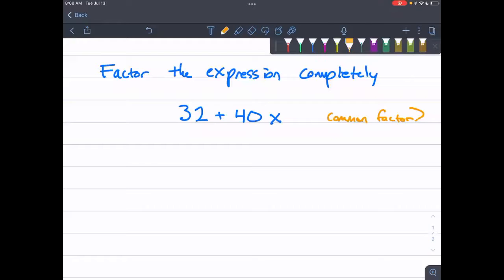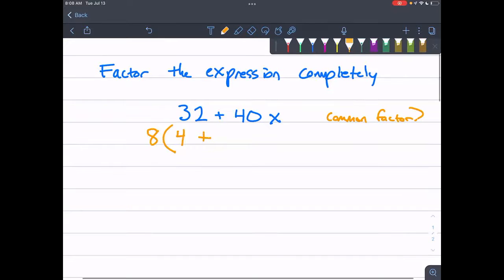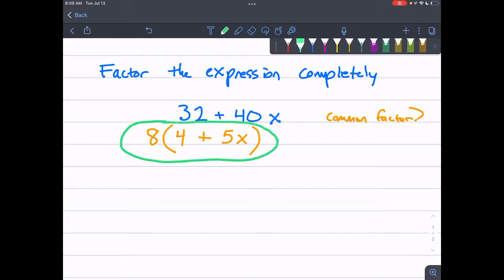In some cases, you'll be able to take an x out of both, but here we can't take an x out of the second one. So there's only a number that we have in common. We can take an 8 out of both of those. And then basically we're going to divide both of those terms by 8. So 32 divided by 8, anybody know what that is? 4. So that's going to go inside the parentheses. And then 40 divided by 8, 5. And we didn't take out the x, so we still have the x there. And then close parentheses. And that's the answer when we're factoring it.